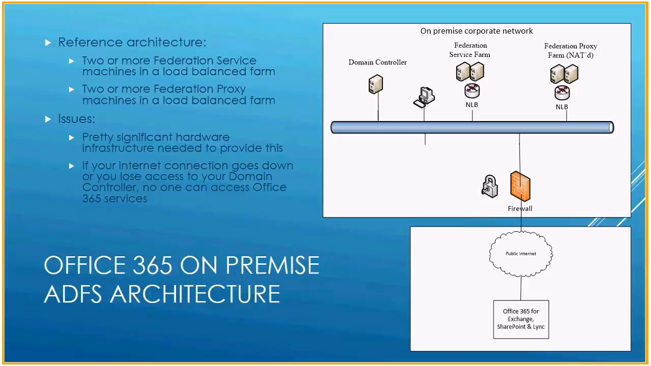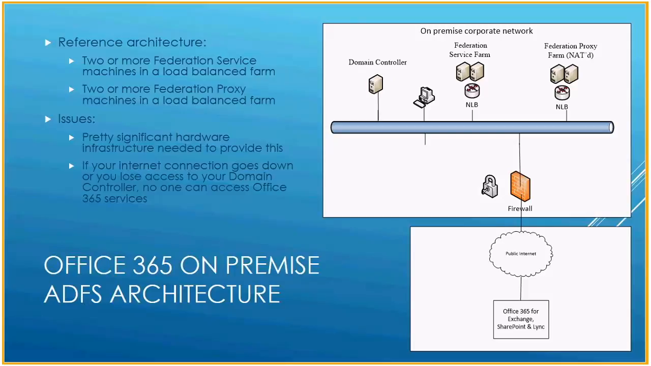The other key area that we see, which is probably more likely and more of an issue, is that you have a single point of failure in your environment, and that is your telco, your internet connection, your wide area network connection. And again, because Office 365 is located over the internet, it has to authenticate with your environment. It does so by contacting your federation proxy.